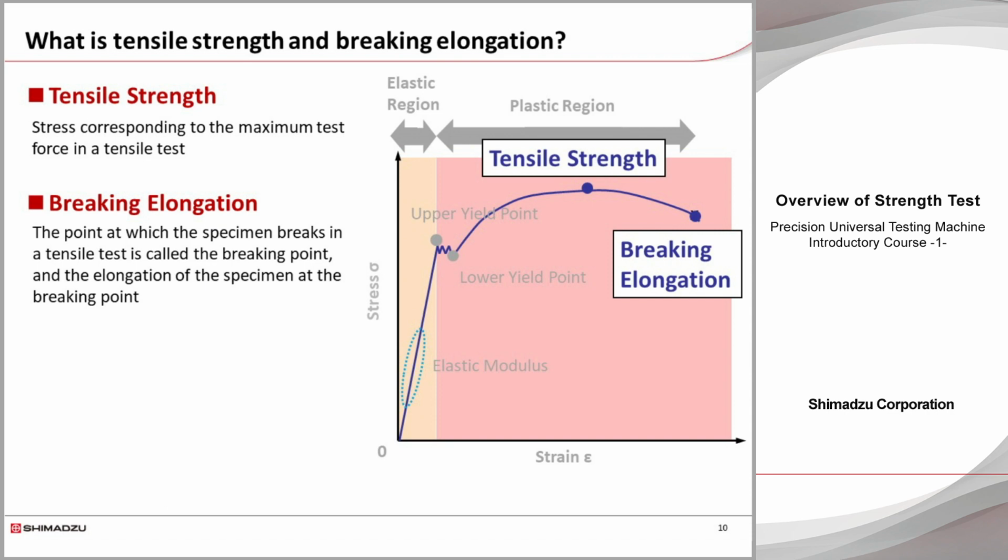We discussed the tensile strength, which is obtained in the tensile test, one of the strength tests. Tensile strength generally refers to the stress corresponding to the maximum test force in the tensile test, which is the test force an object is subjected to before its break. The point at which the specimen breaks in a tensile test is called the breaking point, and the elongation of the specimen at the breaking point is called the breaking elongation.